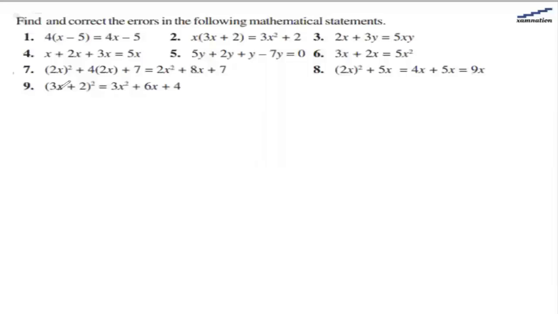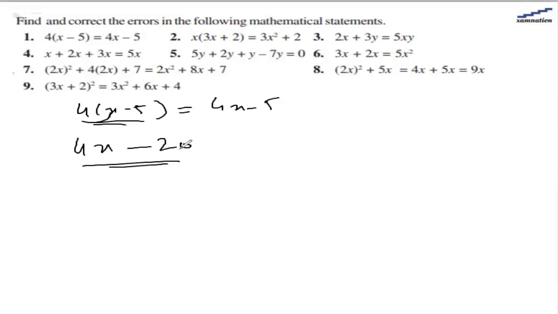So in this question, we are asked to find and correct the error in the following mathematical statements. The first part is 4(x minus 5) equal to 4x minus 5. As we know, on the left hand side we have 4 multiplied with the bracket x minus 5. When we open the bracket, that will give us 4x. First we multiply 4 with x and then we multiply 4 with minus 5. That will give us minus 20. So the right hand side should be 4x minus 20 instead of 4x minus 5.